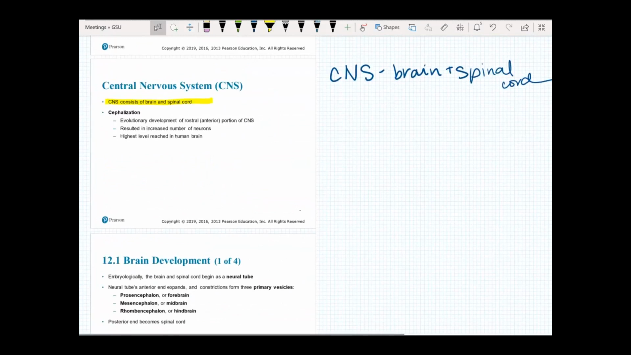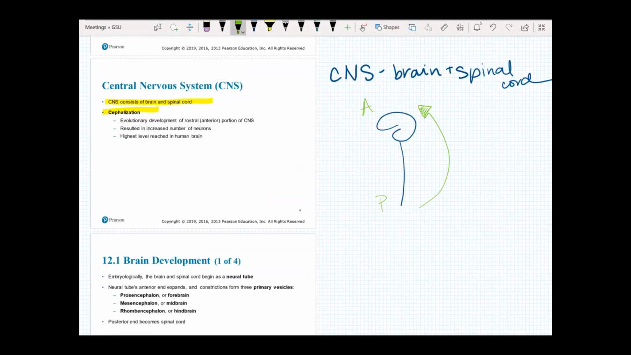So when we're talking about the brain, it is going to be essentially this process right here. We've got our brain and our spinal cord, and there's a term called cephalization, and basically that just means that there is evolutionary development of the anterior portion of the CNS. So if this is our CNS with the brain and the spinal cord, this is going to be the anterior part of it, and then this will be the posterior part of it. So what we're saying is that we have specialized with the anterior part being more developed, which is what we have with our brain.